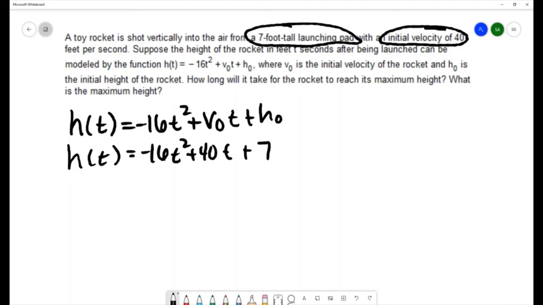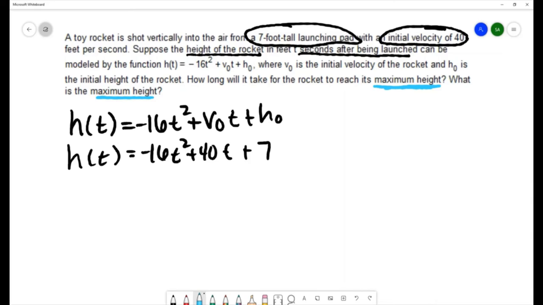So this function models the height of the rocket in feet, t seconds after it is launched. That means that if we choose a value of time to substitute into this function, we're going to get the height of that toy rocket at that moment in time. The question here says, how long will it take for the rocket to reach its maximum height, and what is that maximum height?